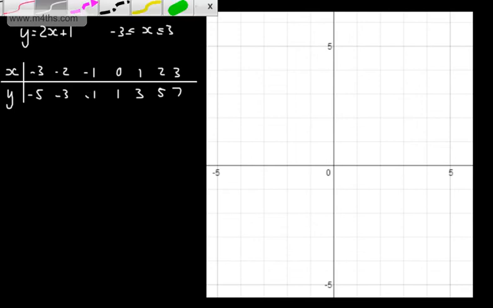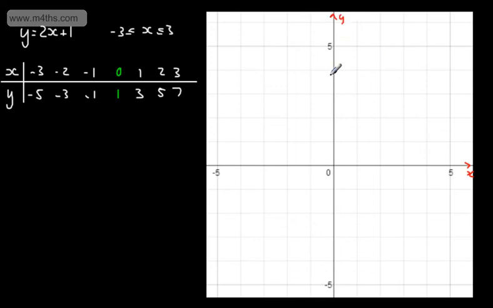What we now have are x and y coordinates that we can plot. Again, if you want to start with the easier ones, we'll start here. When x is equal to 0, y is equal to 1. So all I'm going to do is plot that now on the coordinate axis. So here we have the x-axis, and this is going to be the y-axis. We've got now 0, 1. X is 0, y is 1.